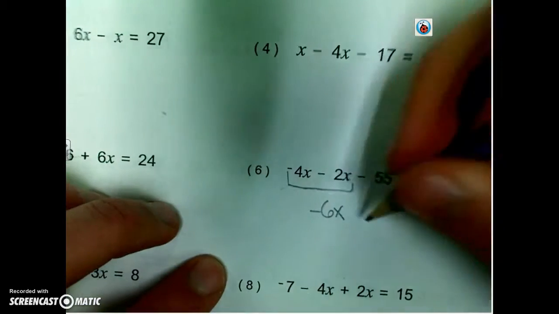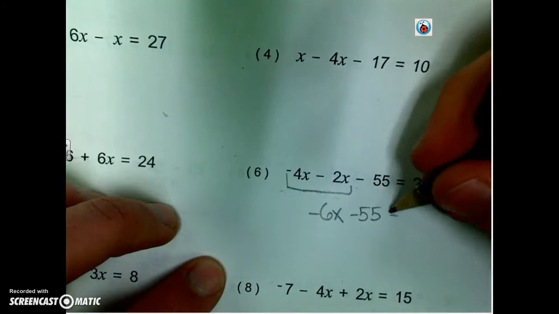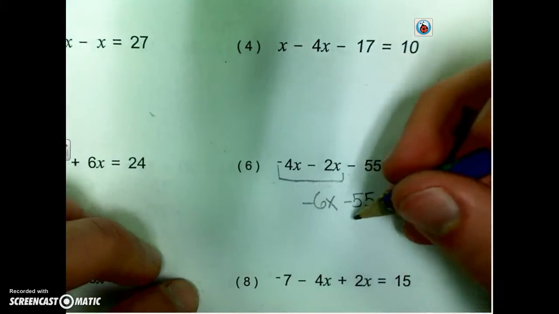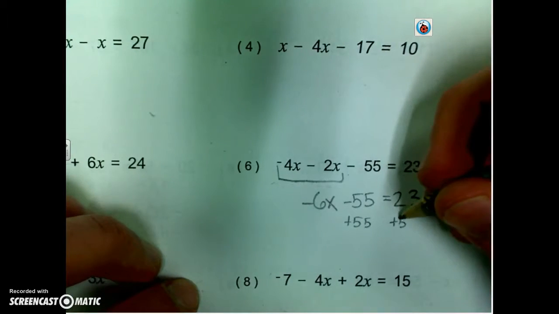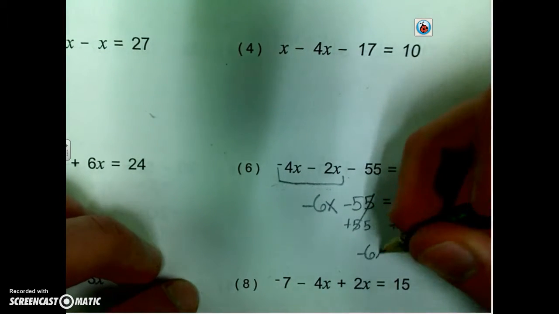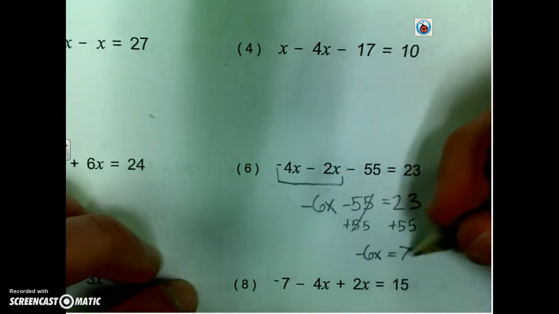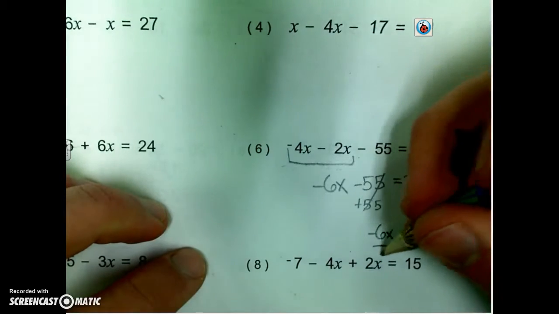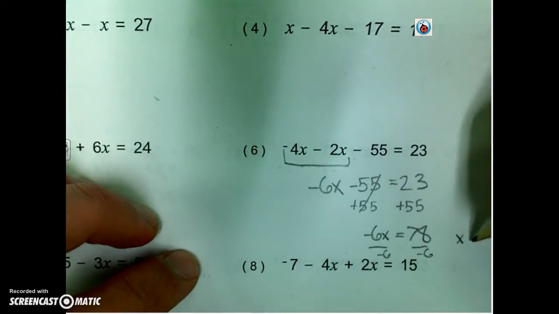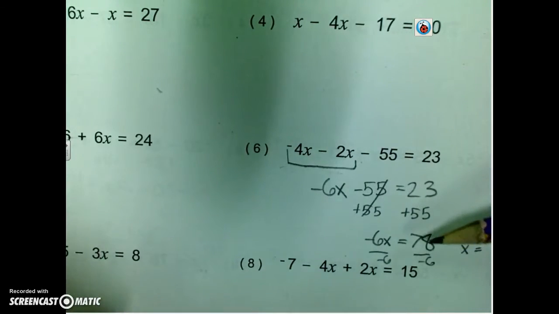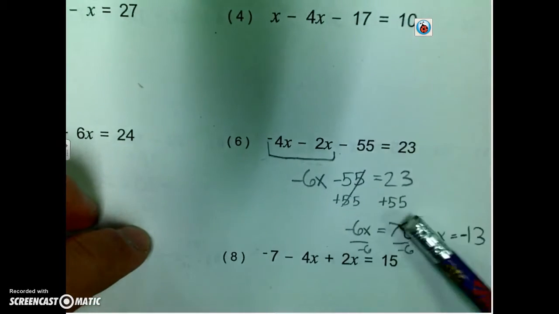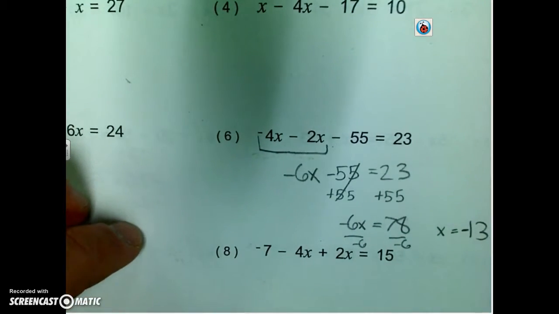So this would give us a negative 6x minus a 55 is equal to a 23. And then we're just down to a two-step equation. So I add 55 to both sides. We get a negative 6x is equal to a 78. When I divide both sides by that negative 6, we'll get that x is equal to, well, 60 divided by 6 will give me a 10, and there's 18 remaining. So that's going to give us a 13, that has to be negative because a positive divided by a negative is negative.